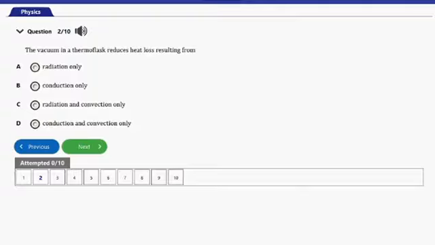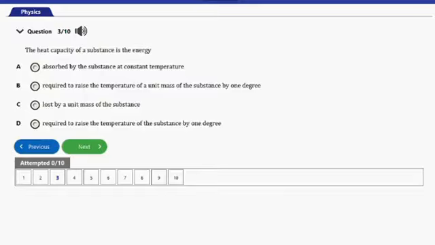So that's it for this question. Let's go ahead and consider the next question, guys. So that's question number 3 here, guys. The question says, the heat capacity of a substance is the energy A, absorbed by the substance at constant temperature, B, required to raise the temperature of a unit mass of the substance by 1 degree, C, lost by a unit mass of the substance, D, required to raise the temperature of the substance by 1 degree.